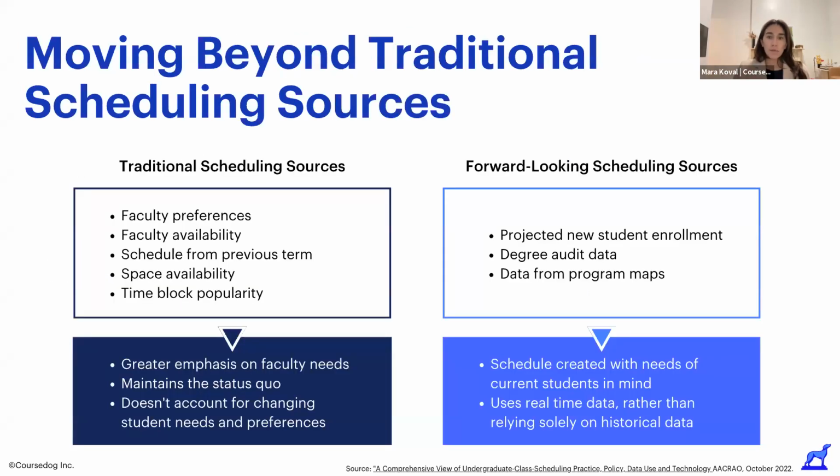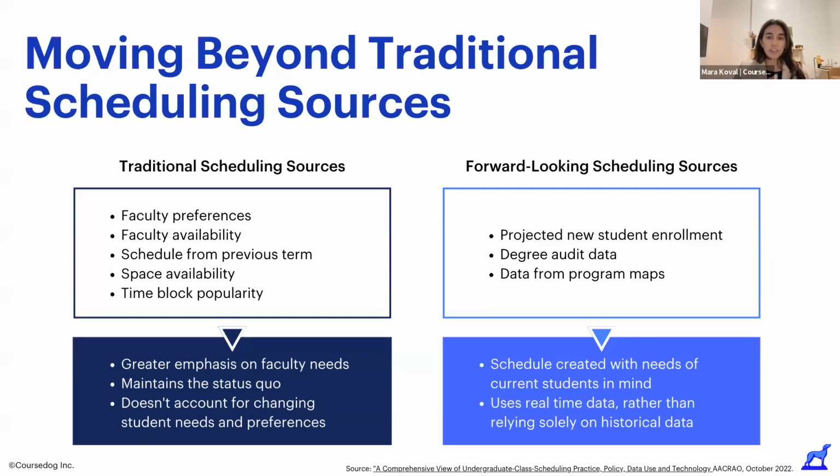So while all of the data points we listed on the previous slide are great, historically, there's always been a bit of guesswork when it comes to creating the course schedule. A study we conducted with ACRAO last year found that faculty availability and faculty preference were the top 2 factors. Using these factors to create the course schedule means the schedule is more centered on faculty needs than on student needs. Additionally, looking at data from previous term schedules gives an incomplete picture of how student demand may be changing or how it may not have ever been met.